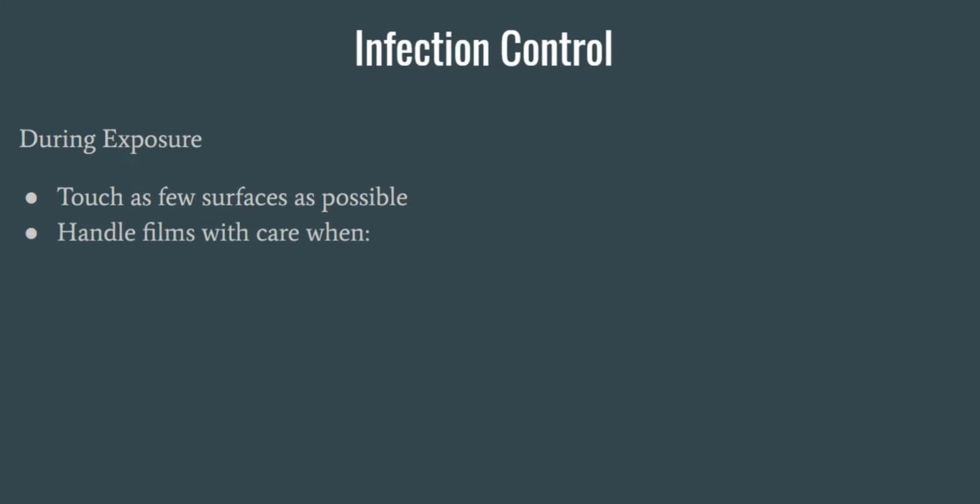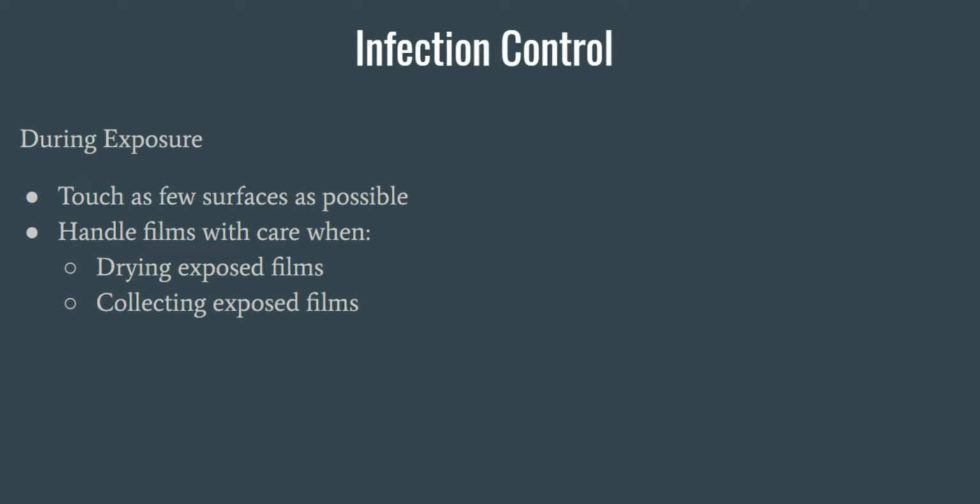You'll want to handle the films with care. And this is important when you're drying the exposed films. After each film has been taken, you will want to wipe it off with a paper towel. That will help remove the saliva. If you do accidentally or inadvertently place it somewhere else, there's not as much potential risk there to transmit. When you are collecting exposed films, once they're dried, each film needs to be placed in that disposable container. And that container is used to safely transport all of those films to a dark room.